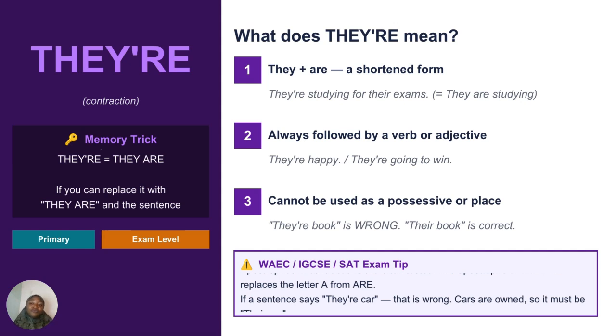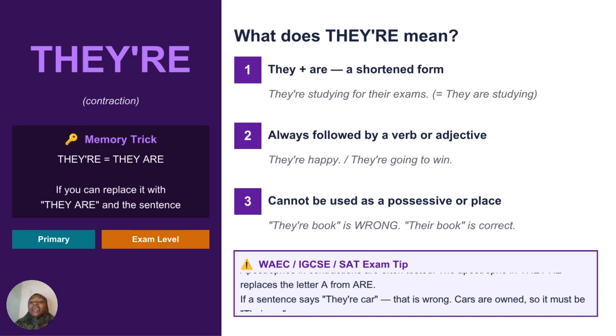Now, for our third word, which is they're, spelled T-H-E-Y apostrophe R-E. The memory trick for this one is it's the easiest of all. Just expand it, because it's simply a contraction of they and are. They are. Now, the apostrophe literally stands in for the missing letter, which is the letter A in this case.